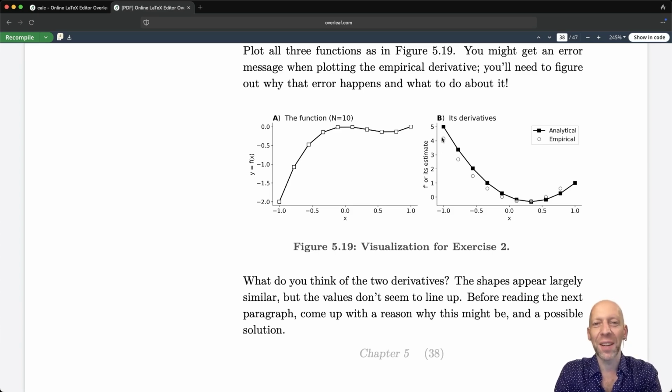And I don't know, what do you think about this? It doesn't really look terrible. It kind of gets the basic shape, right? But obviously, there's a pretty clear visual mismatch between these two derivatives. Okay, so I have a lot more to discuss about why these are different and what to do about that. But first, I'm going to switch to Python and just get this far.